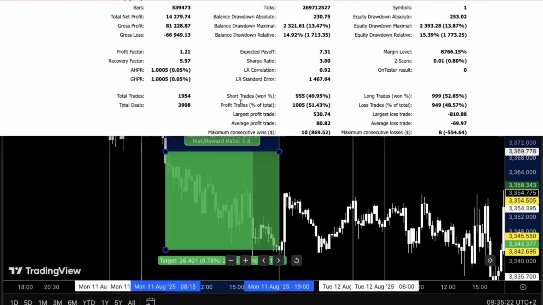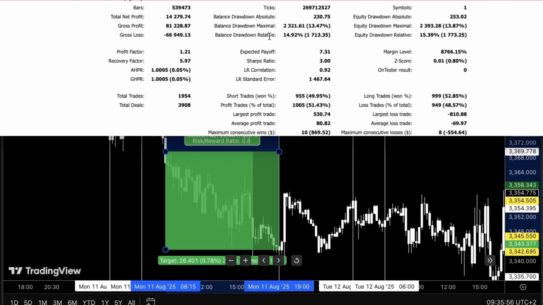We have a win ratio of a little bit above 50%, 51.43%. So almost 50-50 and a little bit more than that. And we are very comfortable with these numbers because the average profit trade sits at 80.82 and the average loss trade at only 69.97. So this is pretty much where the edge of that system comes in.